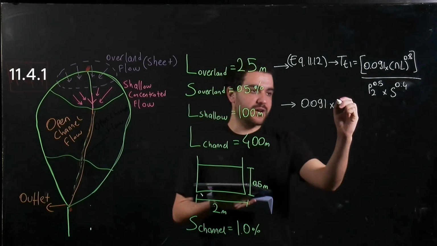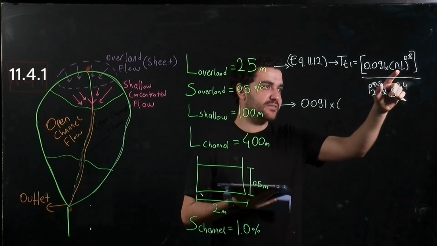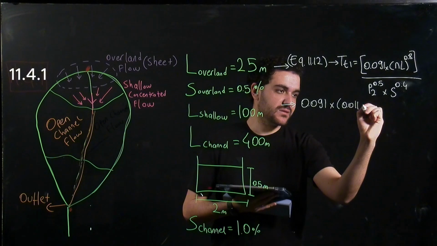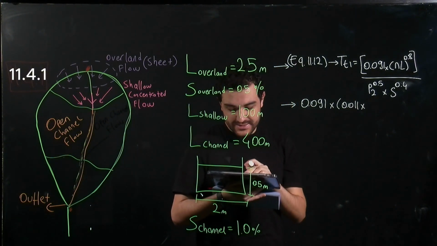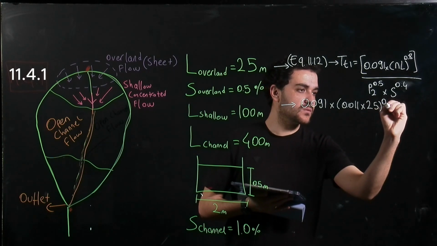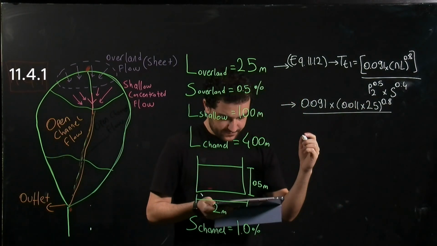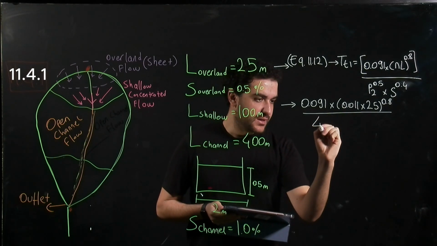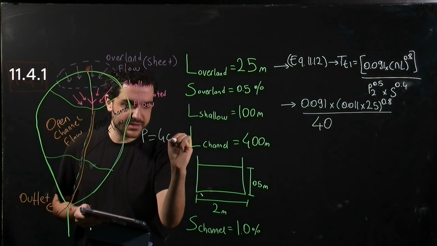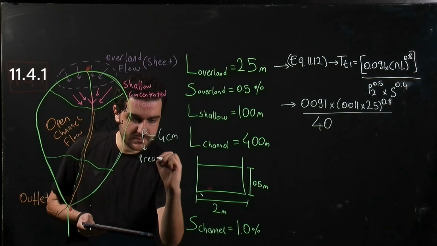times, since we have a concrete parking lot, you can get the Manning's roughness value, which is n. So it is 0.011 from the table in your textbook. And the length is given as 25. So we have 0.8 here. So here P is the precipitation. And let's say 40 millimeters because it was given as 4 centimeters. Precipitation.